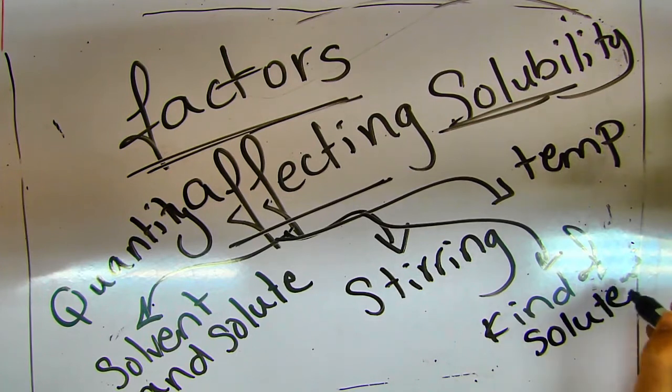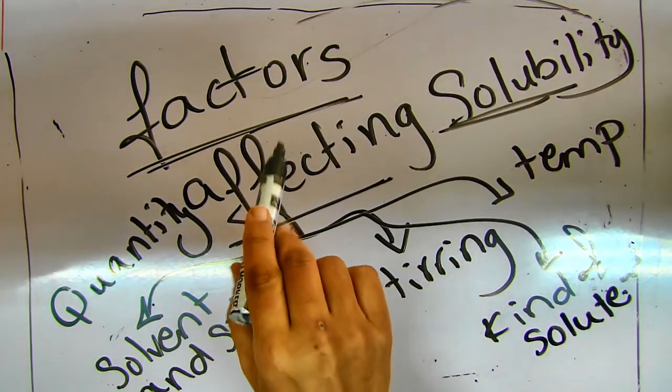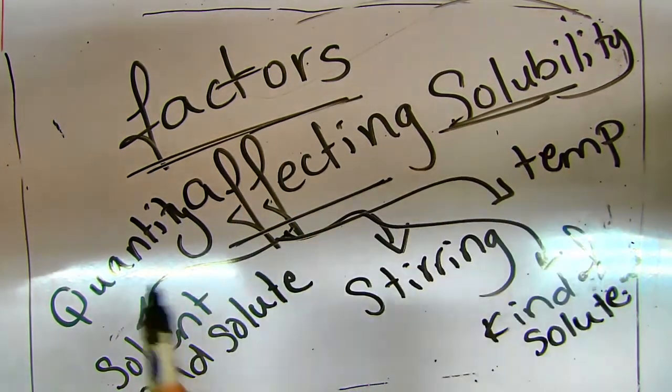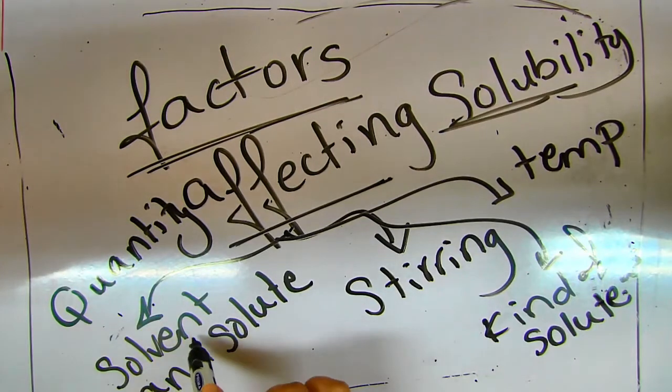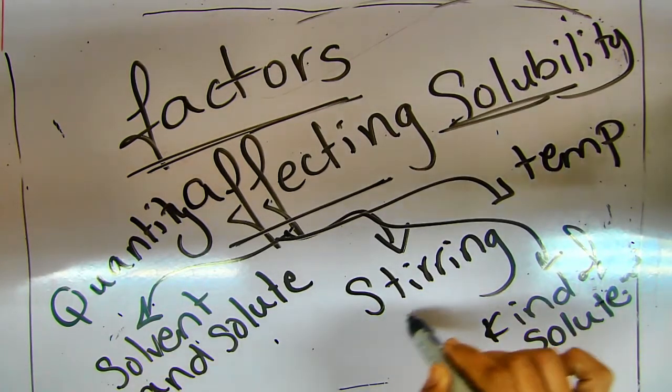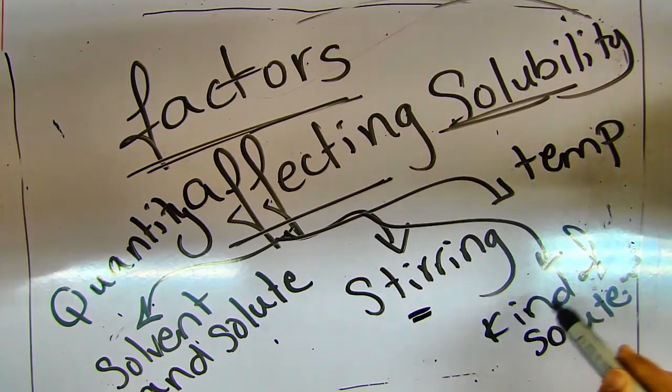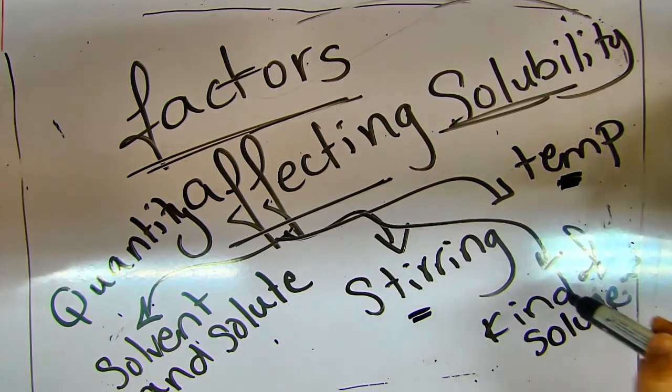Again, now I want to know the factors affecting solubility. Number one, quantity of solvent and solid. Number two, stirring. Number three, temperature. Number four, the kind of the solid.